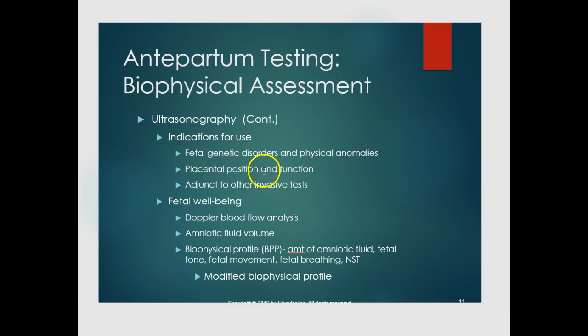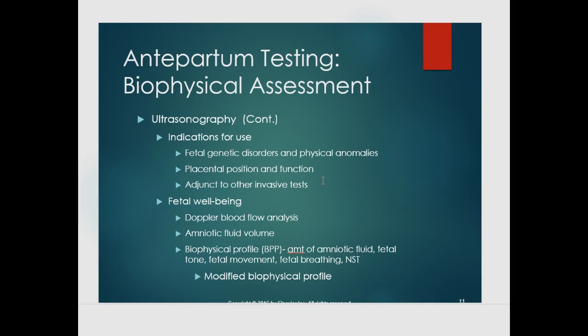We look at the placenta and the position. Of course, we want it high at the fundus. We're looking to make sure that it is not implanted low, which would be, what would that be called, you guys? Yes, that would be called a placenta previa. We do not want a placenta previa. And then function, we're looking at the placenta to make sure it's not calcified.